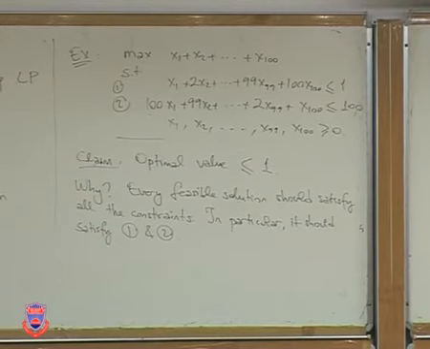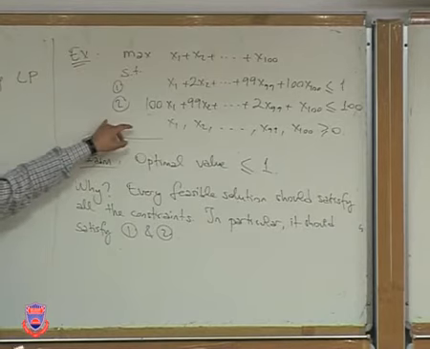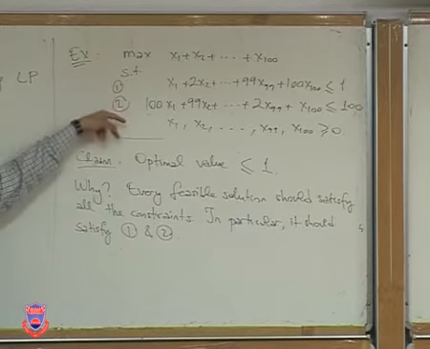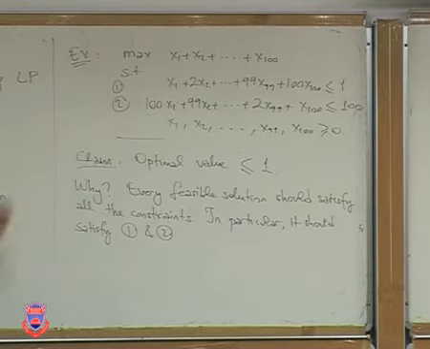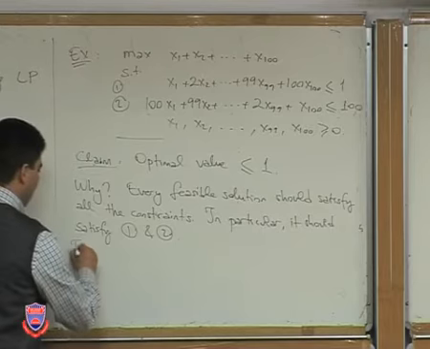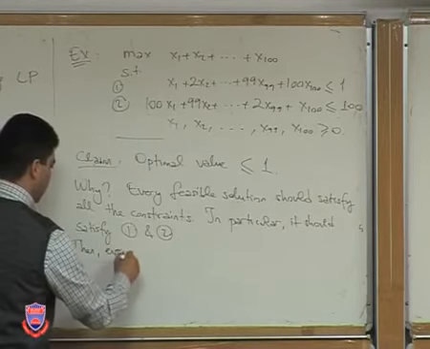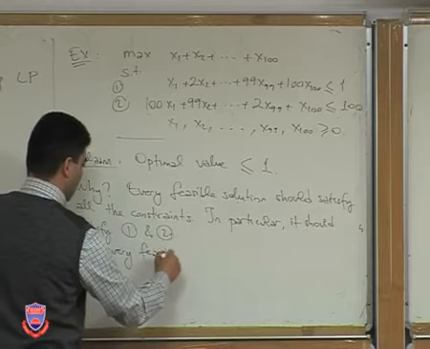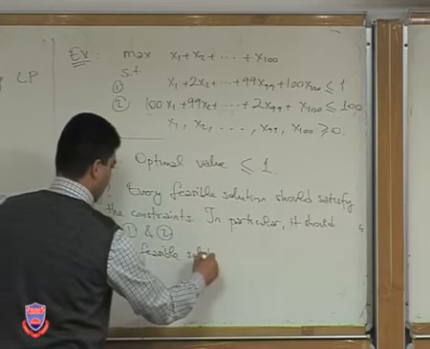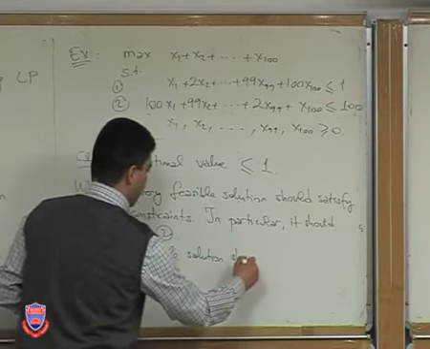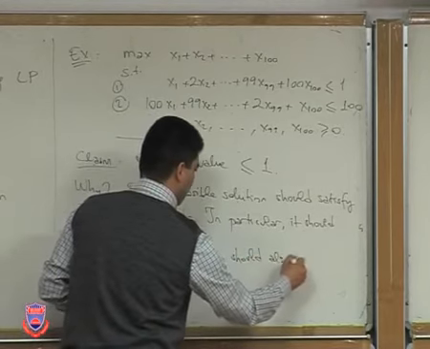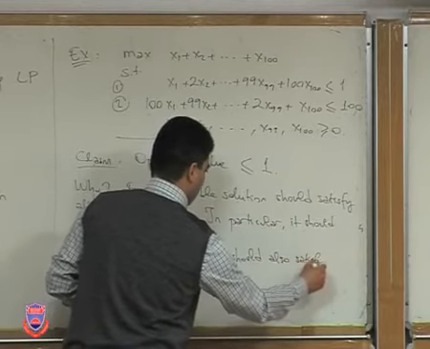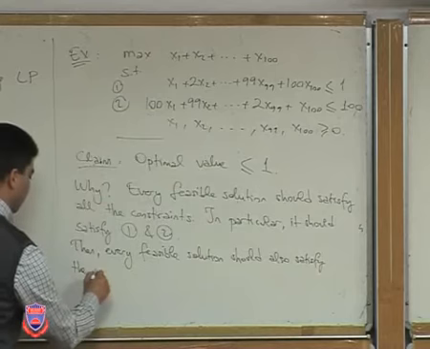And as I said, if I have a solution that satisfies the first and second inequalities, then that solution should also satisfy the sum of these two inequalities as well. So then every feasible solution should also satisfy the sum of 1 and 2.